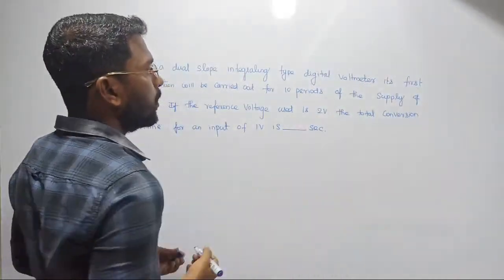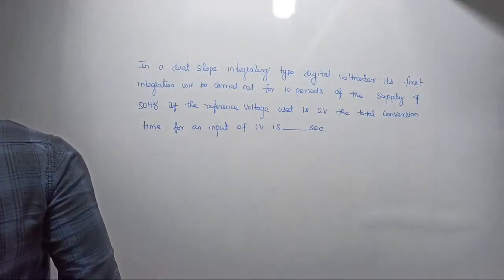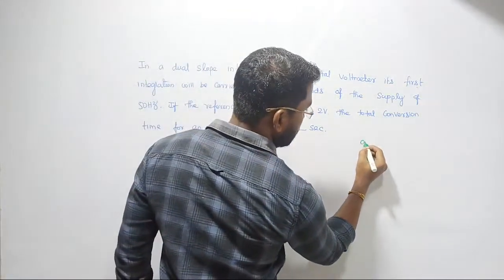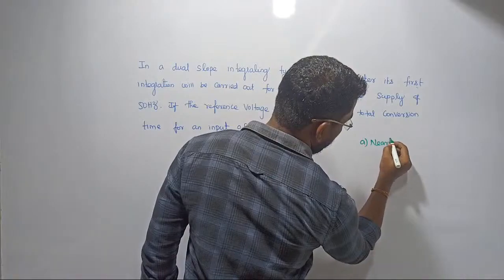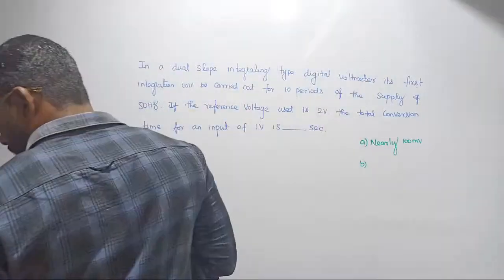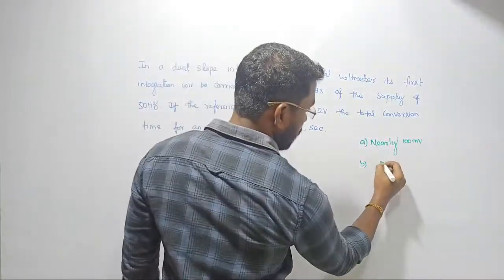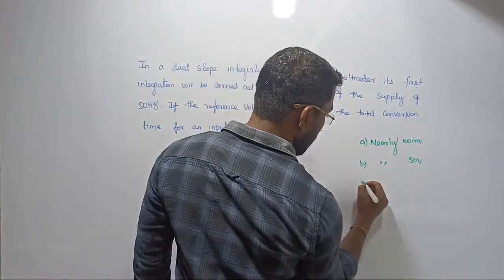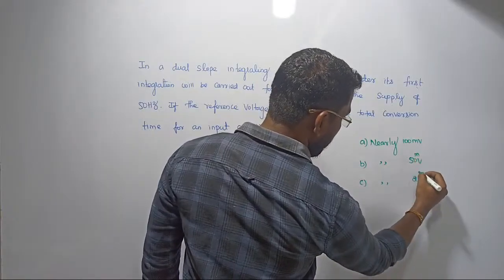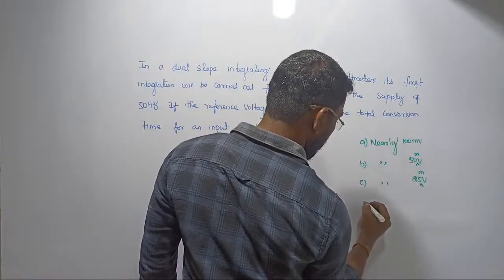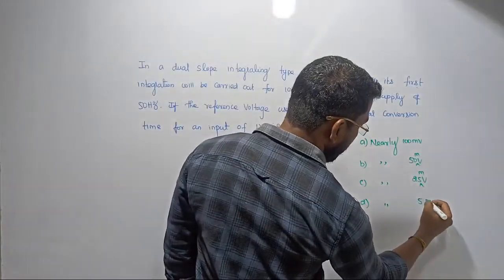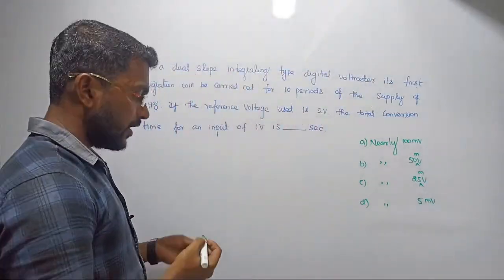So let's start our operation for the given question. They have given 4 options. In option A, nearly 100 millivolt. Option B, nearly 50 millivolt. In option C, nearly 25 millivolt. Sorry guys, I forgot to put milli here. In option D, 5 millivolt. That's all, so totally they have given 4 options.